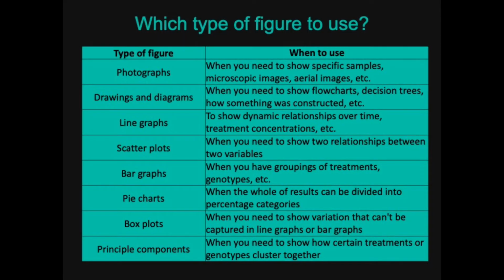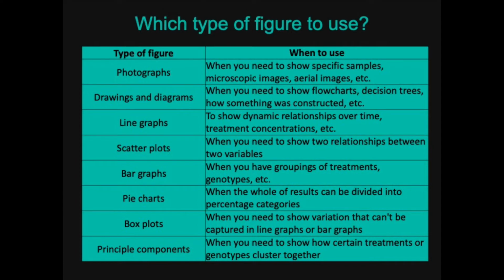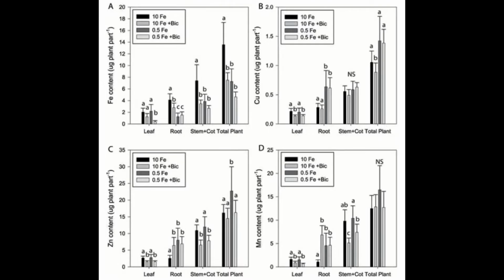Scatter plots are great when you need to show relationships between two variables. So maybe you're measuring height versus weight, and you would have one data point for each height versus weight relationship for all of the subjects that you're measuring. And so you could plot that as a scatter plot, and you might fit a curve to that or you might not. Bar graphs are great when you have groupings of treatments, if you have different genotypes that you're comparing, or those kinds of situations.